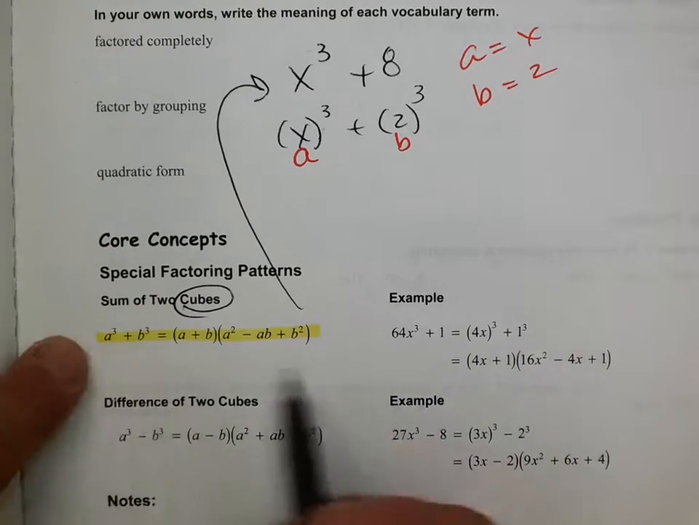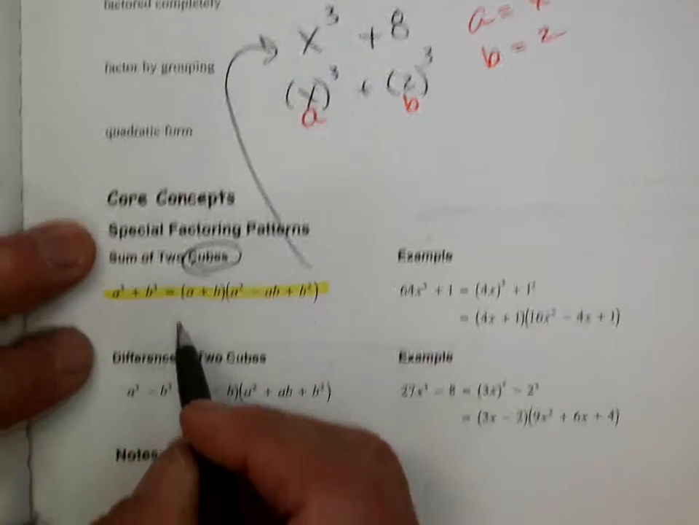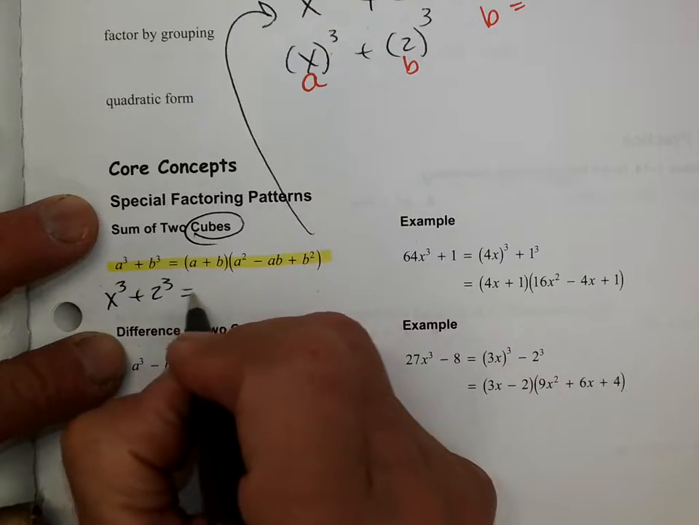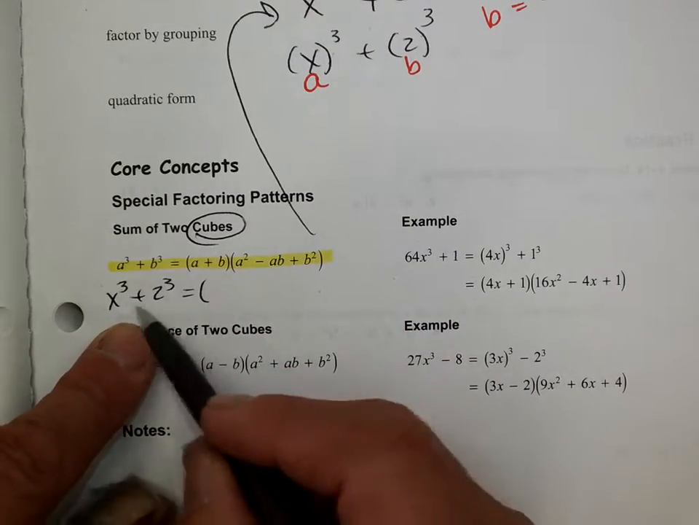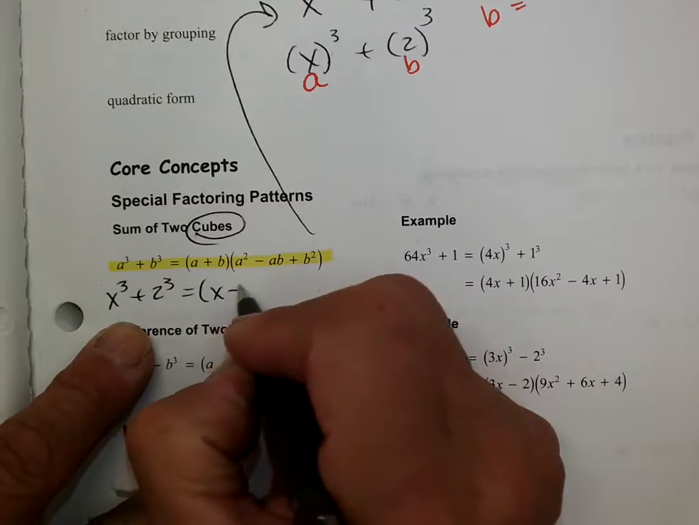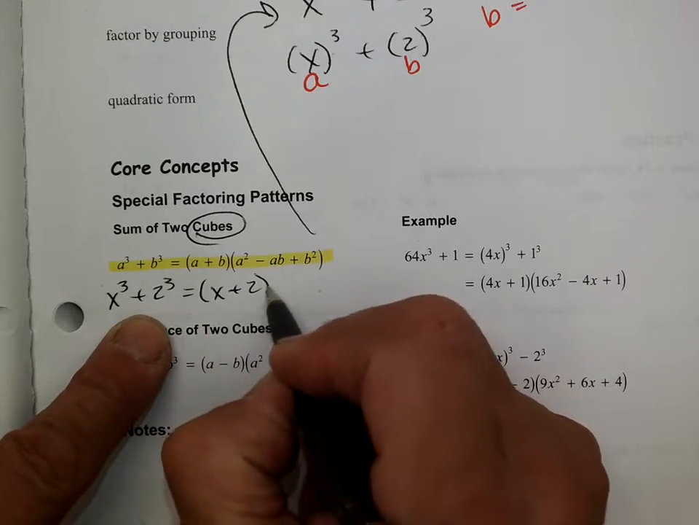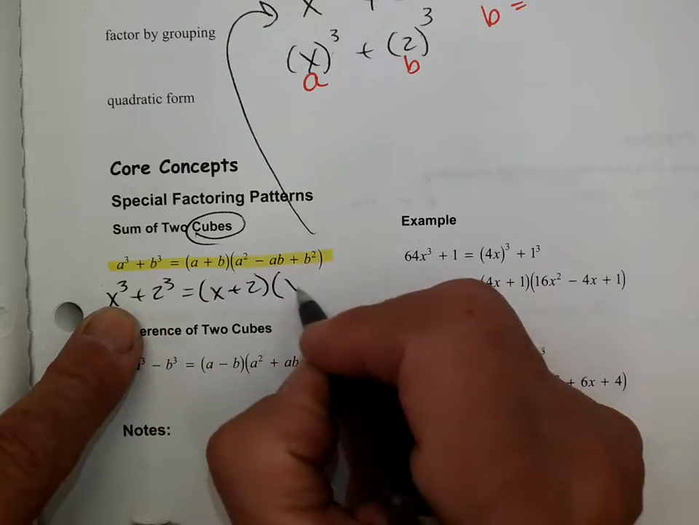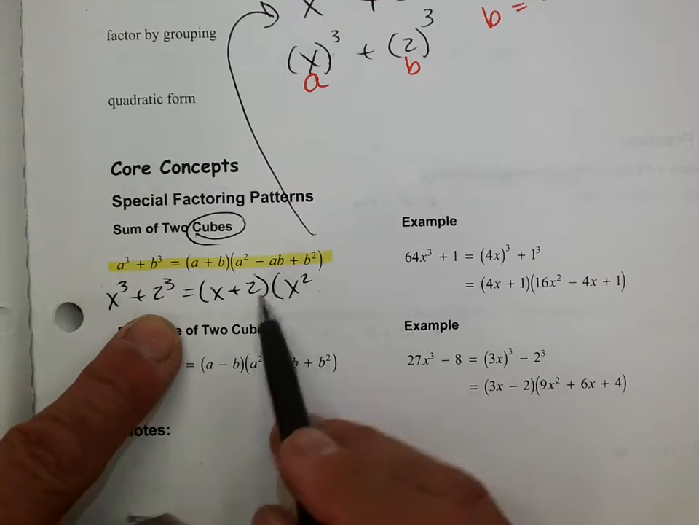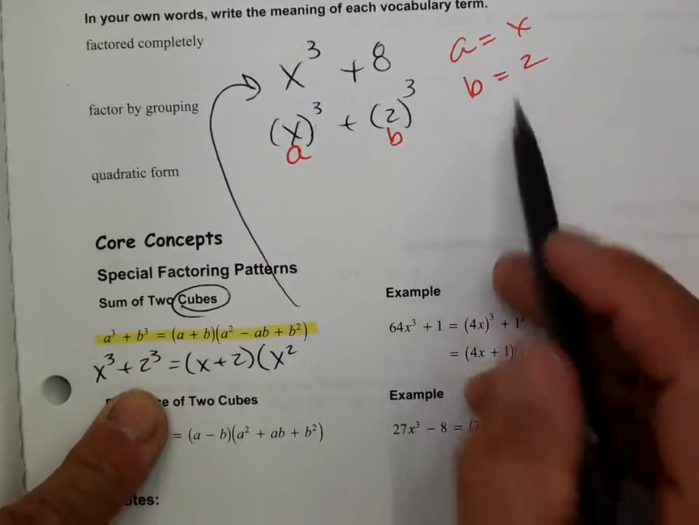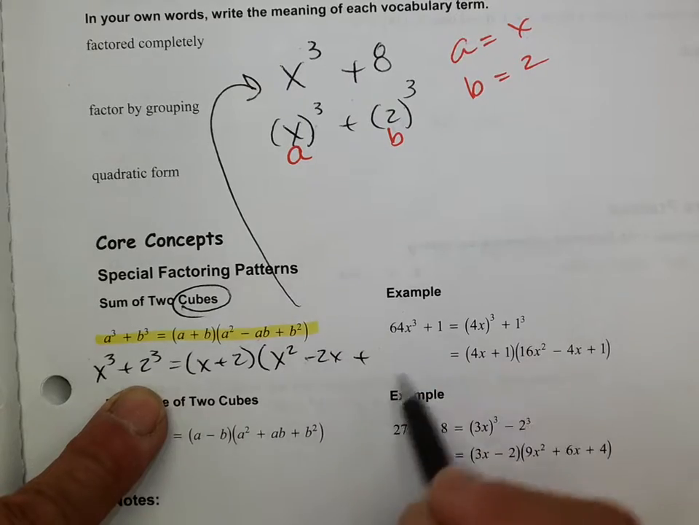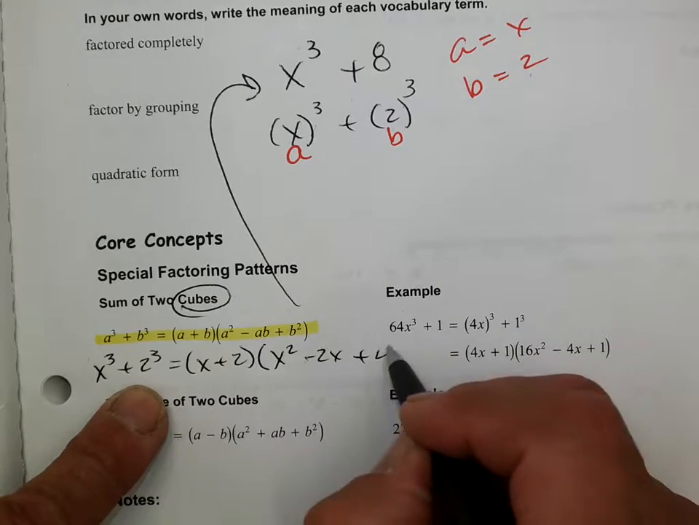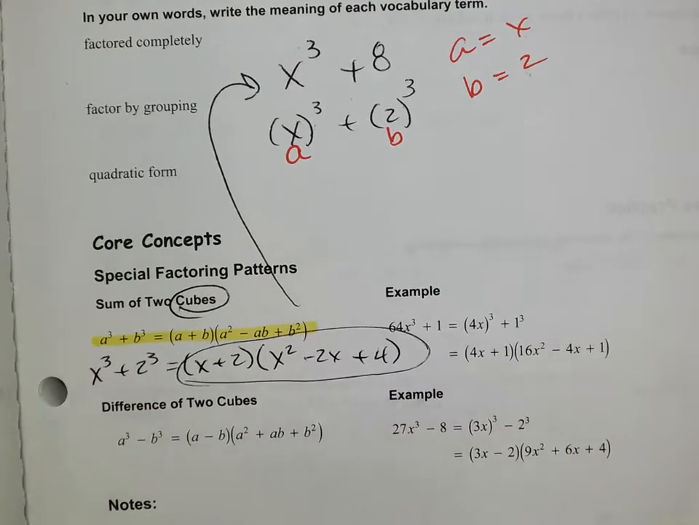So our formula says, if I've got a cubed plus b cubed, which in this case is x cubed plus 2 cubed, we're going to rewrite that as a plus b. Well, not a, but x, plus, not b, but 2, parentheses. A squared, that would be x squared, minus ab, that'd be minus 2x, plus b squared, which is 2 squared, which is a 4. And that is it. I'm going to do another one, okay?